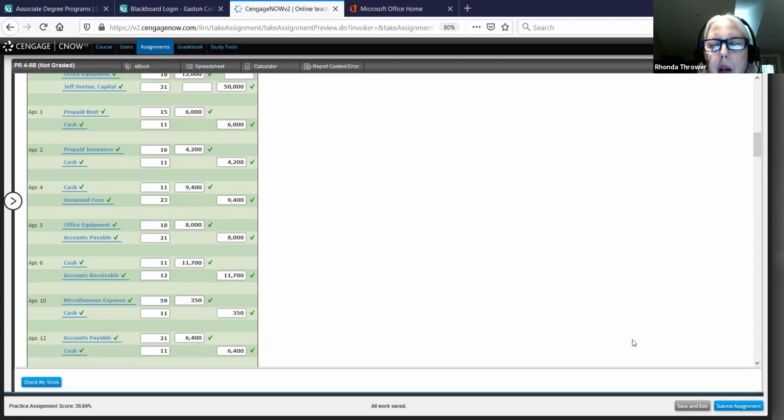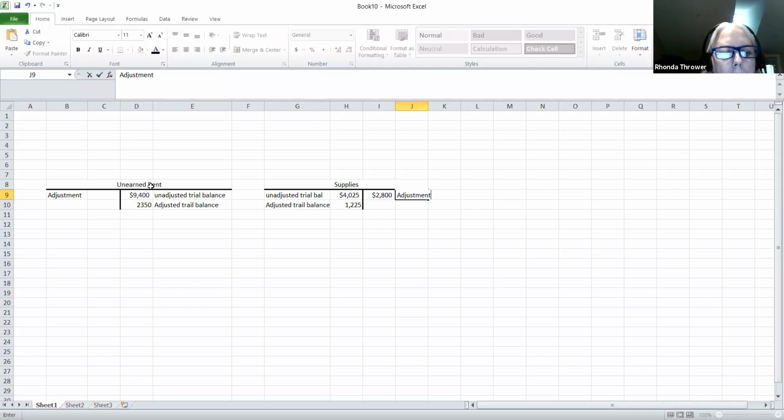And I'm going to stop sharing this for just a second. I'm going to share my screen with you on the T accounts that we were looking at a few minutes ago. Over here, and I've got it recorded as unearned rent, but I think they had it recorded as unearned fees. So let me change that right quick to unearned fees.